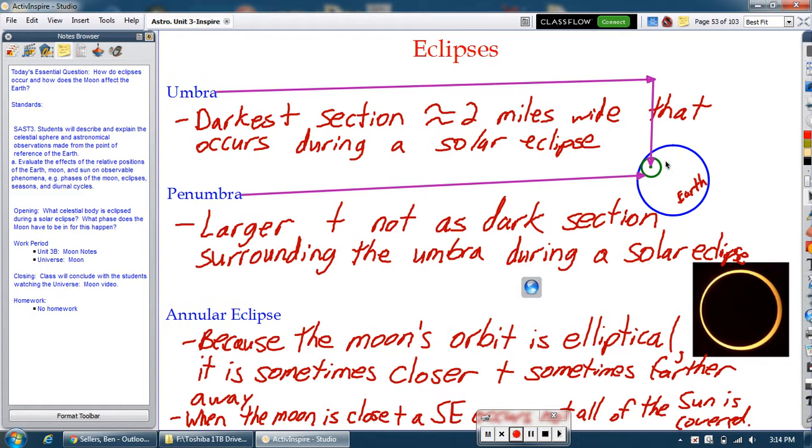In a solar eclipse, I should probably correct that to say solar eclipse, you have two darker regions. You have what's called the umbra, which is the darkest region. It's a very small section. If this entire green circle is a shadow, the umbra would be the very, very tiny part right here that's just the darkest part. It's very small, about 2 miles wide, and it's what goes through what's called totality. The much larger but not as dark section is known as the penumbra.